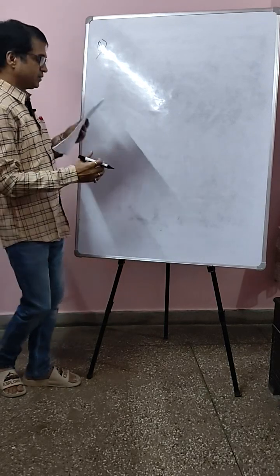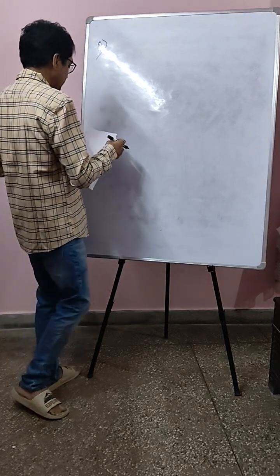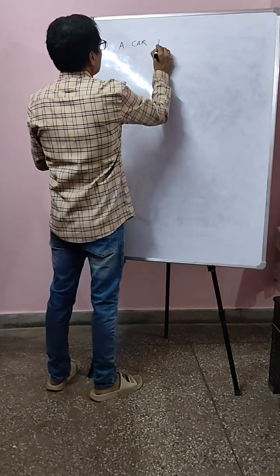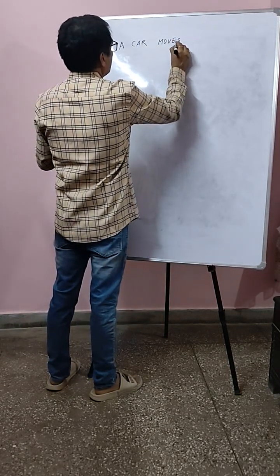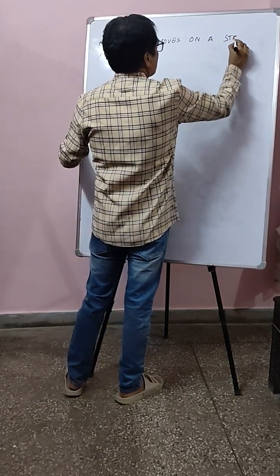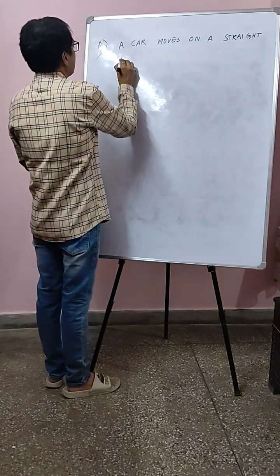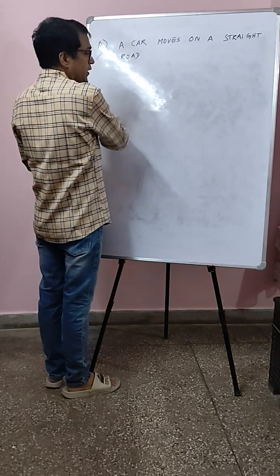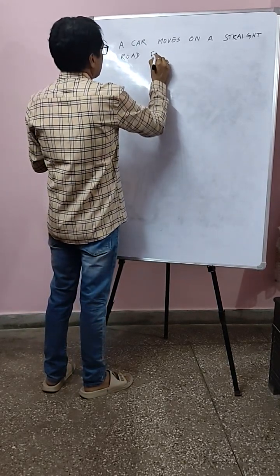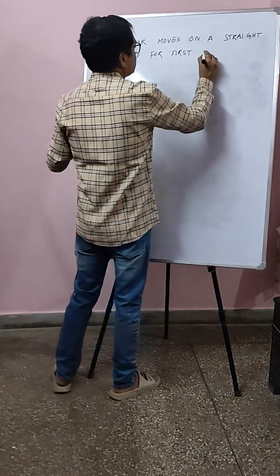Now, the second question that we're going to discuss is: a car moves on a straight road. Question: a car moves on a straight road for the first half time.